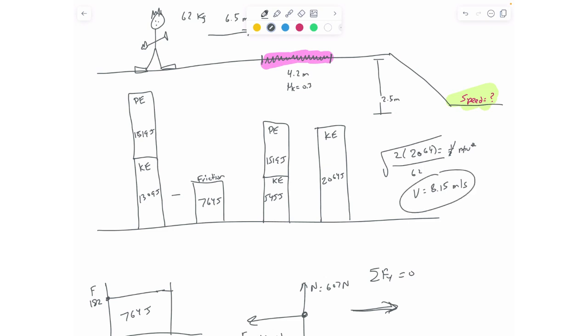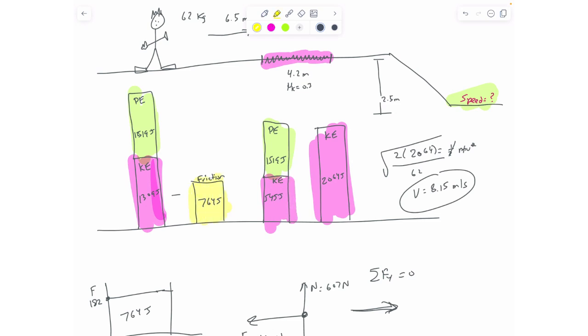Okay, so let me just highlight some of these things. So this is your potential energy. This is also your potential energy. This here was your kinetic, right? This is all kinetic, and this is kinetic, and then I'll make this color here friction.